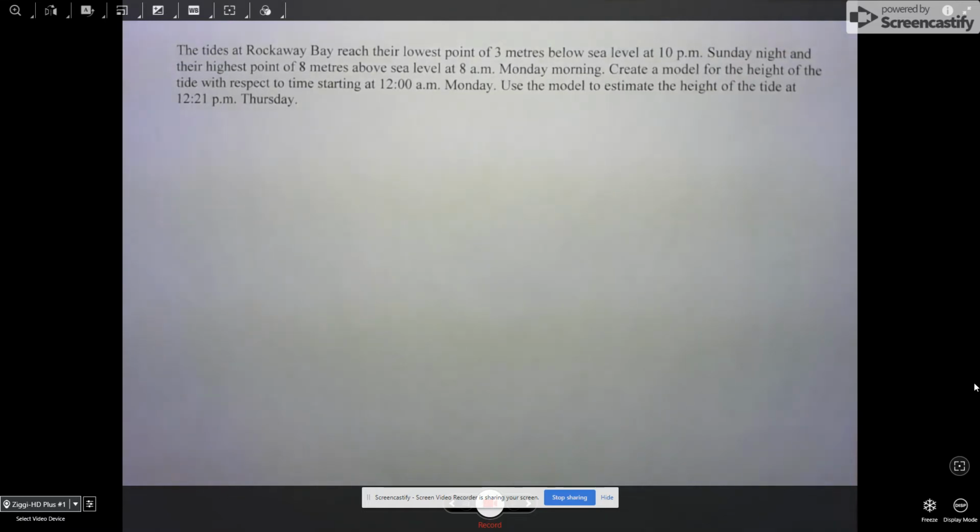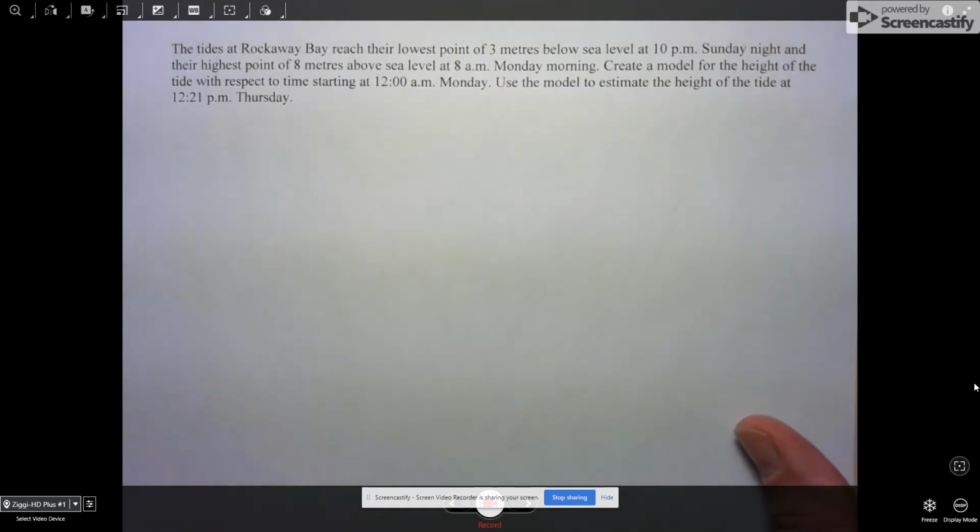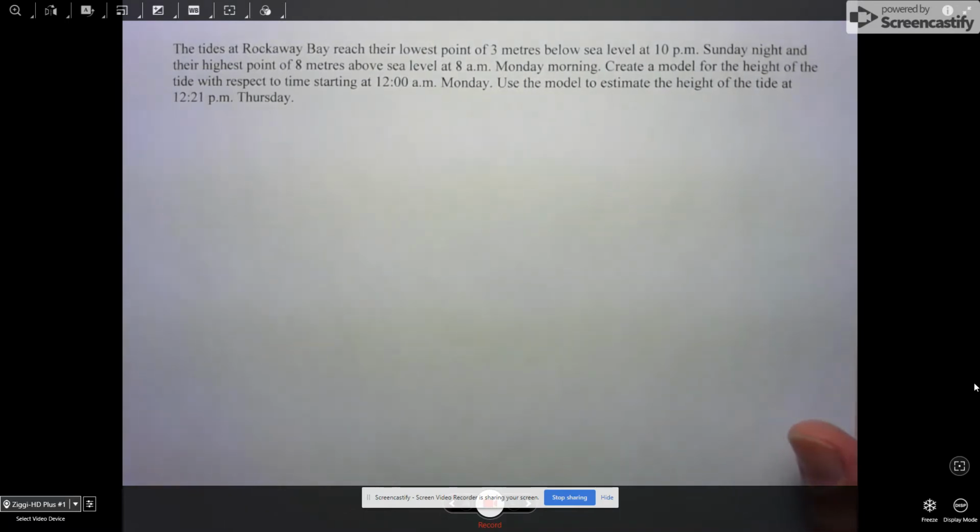Hi folks, we're going to take a look at this question from the worksheet. So it's a question of modeling using a sinusoidal function. So let's take a look at what they tell us.